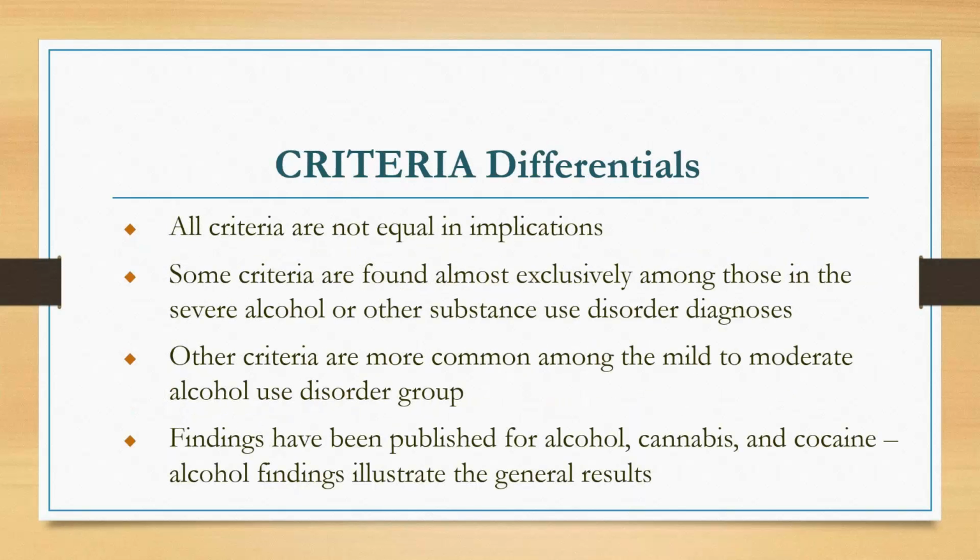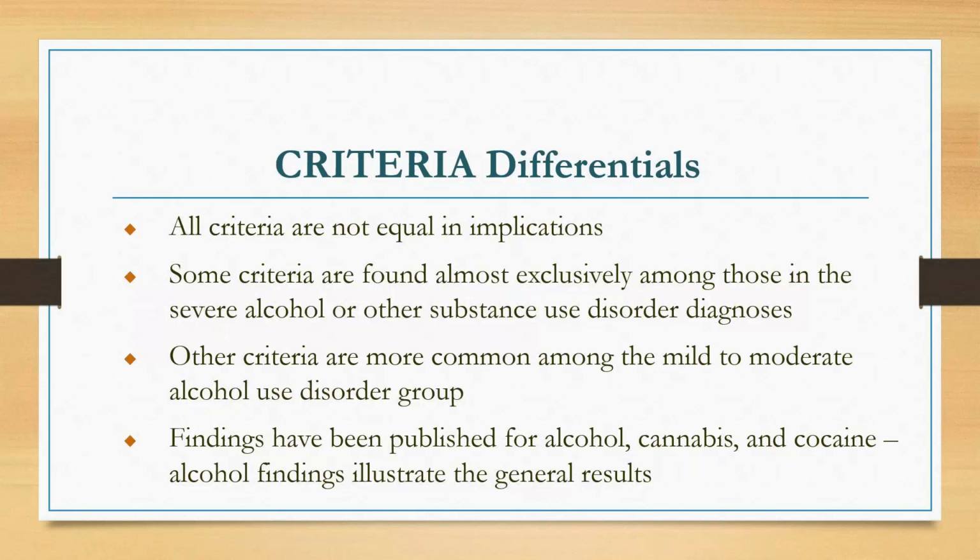The other thing that nobody seems to be talking about all that much, or few of us are talking about, is that the criteria do not seem to be all created equal. That is to say, some criteria are found almost exclusively among those with a severe to moderate substance use disorder, while other criteria are more common among the mild to moderate substance use disorder groupings, and in fact, a few of the diagnoses are not all that uncommon among those who don't have a diagnosis at all.